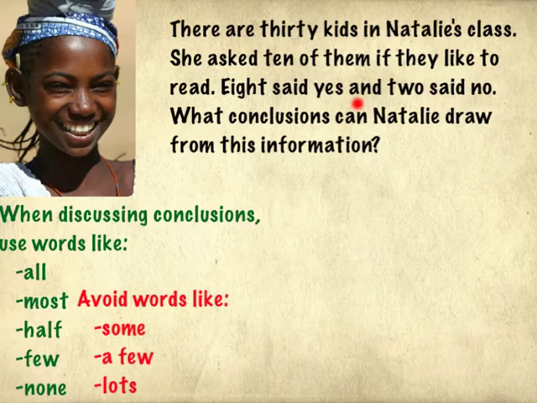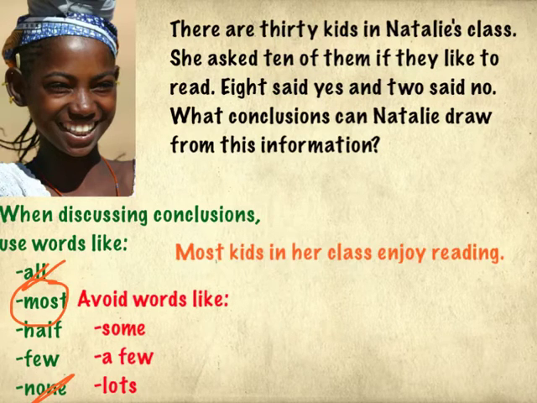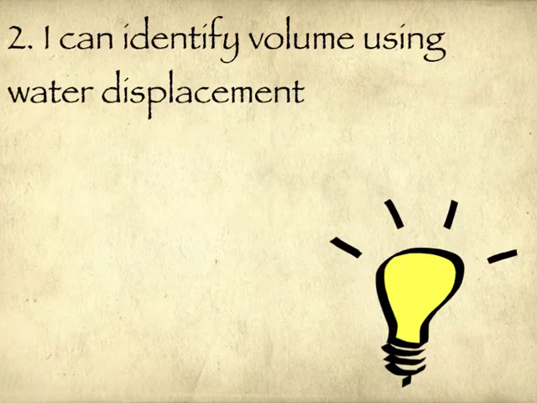So if 8 of the 10 said they like to read, I can't say that all of them like to read. I certainly can't say that none like to read. 8 is quite a few, so I could probably say most. So what conclusion can she draw from this information? She could say most kids in her class enjoy reading. And that would be a good conclusion for her to draw from that information. The more people you ask, the better information you get. But given what we have here, this would be a good conclusion that I could draw from what she knows.